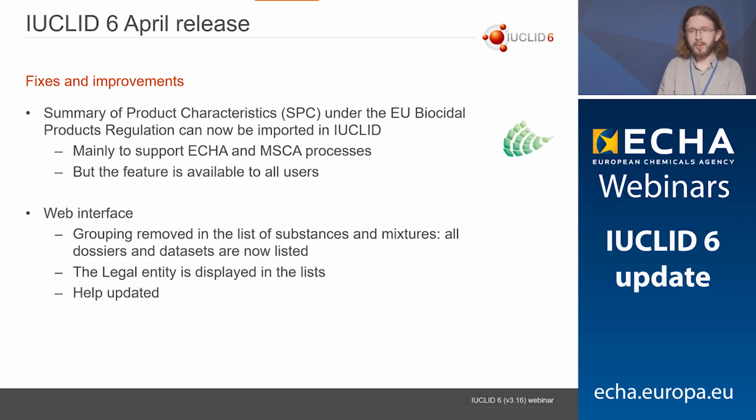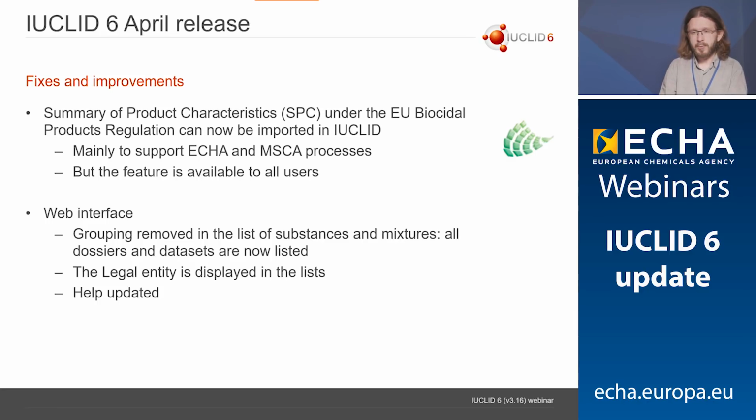This is mainly to support ECA and member state competent authorities processes around these files, but the feature is available to all users. So if you have these SPCs already available in the SPC XML format and you would like to see how this information looks like in Euclid, you can import this information and it will be available transformed during the import into a Euclid dossier.